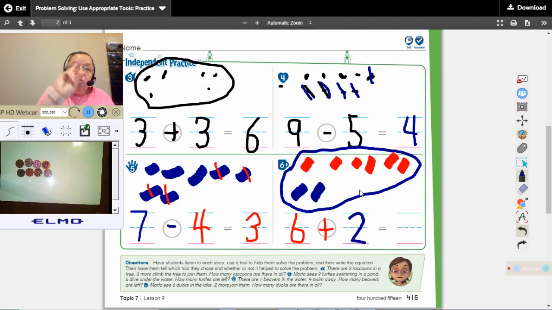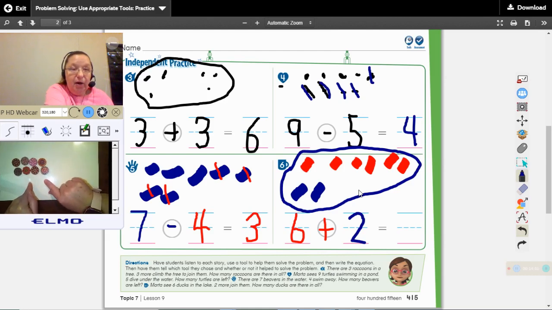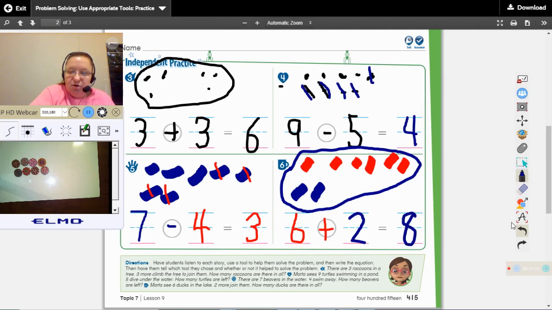I did 2 different ways to use this. I drew counters and I used actual buttons for counters. I reached the number 8 both ways, so I'm pretty sure 8 is the correct answer here. Make sure you have this written. I'm going to erase it and we're going to look at the next page.